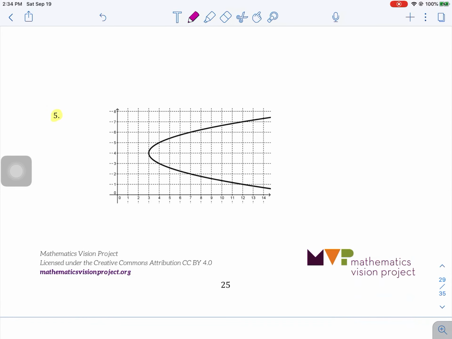Let's look at number 5. First thing, is it a function? And right away, it's not a function. We can see that for one x value, there are 2 y values. So this is not a function. It's actually a parabola on its side, and in Module 8, we'll learn how to write the equation for this, but it is not a function.